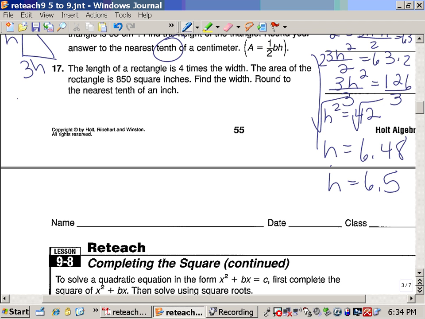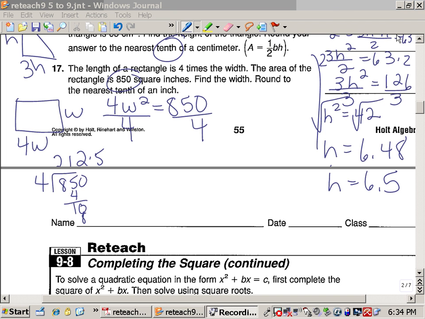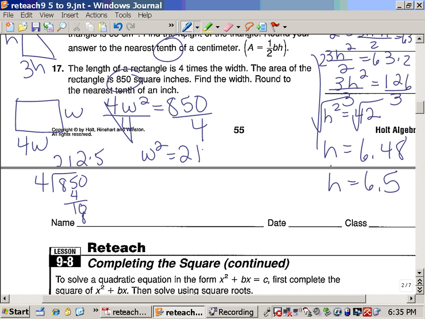All right, now let's try number 17. The length of a rectangle is 4 times the width. So I have a rectangle. The width is going to be w, and the length is 4 times the width. The area is 850. So length times width is 4 times w, or 4w squared equals 850. I need to divide both sides by 4, and that gives me w squared equals 212.5. Now I need to take the square root of both sides, and w is equal to 14.6.